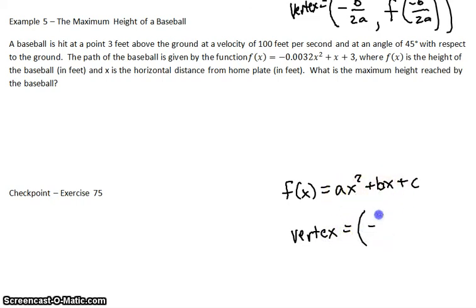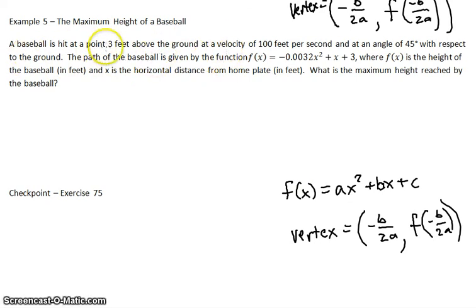If you just plug in negative b over 2a, whatever b is and whatever a is, that gives you the x-coordinate of your vertex automatically. And if you plug that back into the function, just like any x value, that will give you your y-coordinate. Now, all you need to remember is that if it opens up or down, then it's a max or a minimum. And it's already telling us in this example that we're dealing with a maximum.